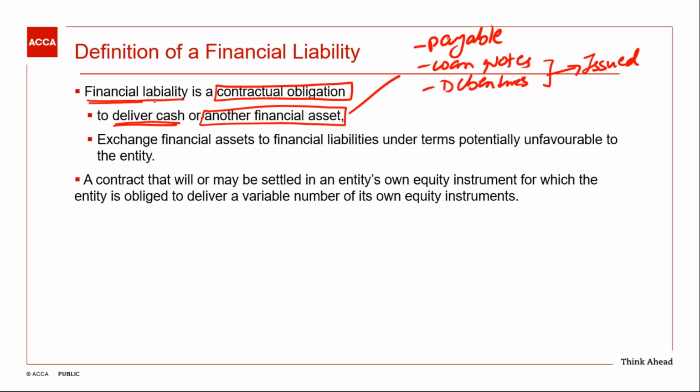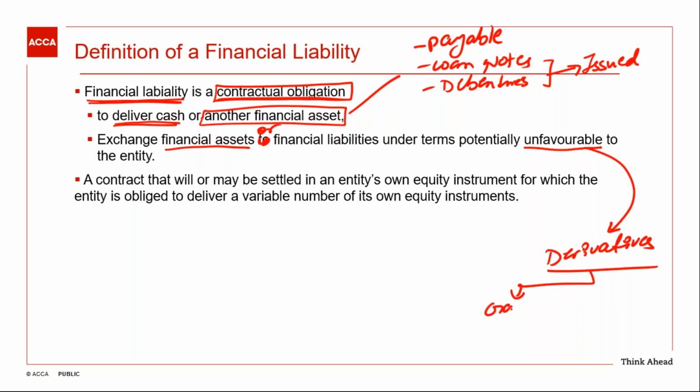The second point is that financial liability is a contractual obligation to exchange financial assets or financial liabilities under terms potentially unfavorable to the entity. So again, if we are talking about a derivative, derivatives can either be favorable or unfavorable. Favorable means that we have a gain and unfavorable means we have a loss. So all derivatives where we have a gain is a financial asset, and all derivatives where we are at a loss is called a financial liability according to this point. So these 2 points are pretty much similar to the asset side that we have just discussed.